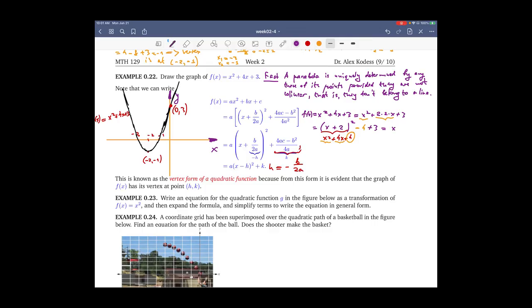And that gives us (x + 2)² − 1. So immediately we see that the vertex is at (−2, −1), which we already knew. All right, that is the vertex form of a quadratic function.